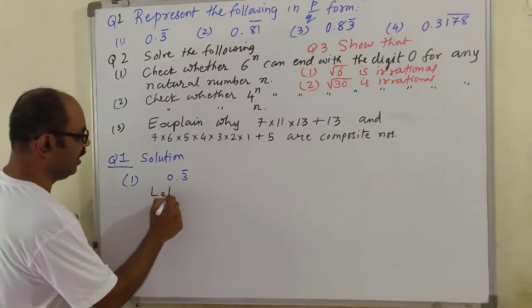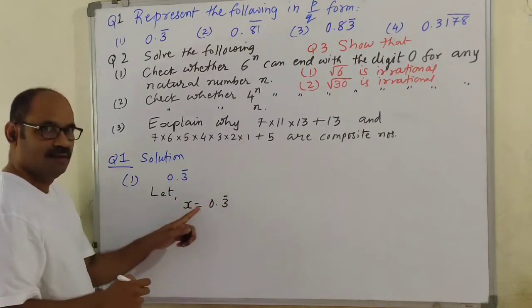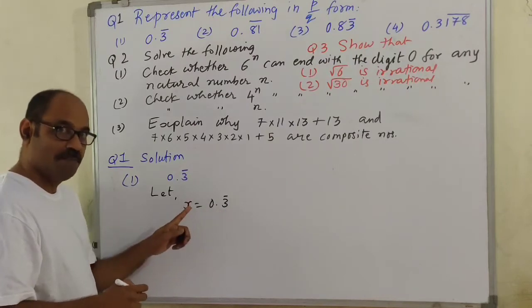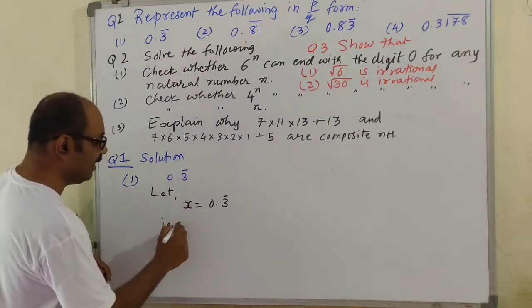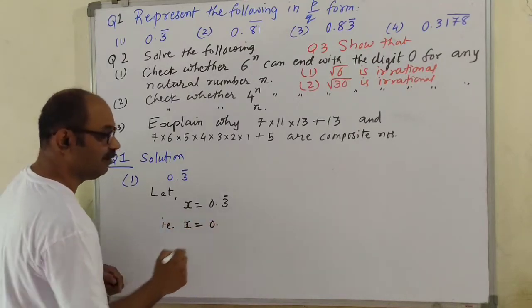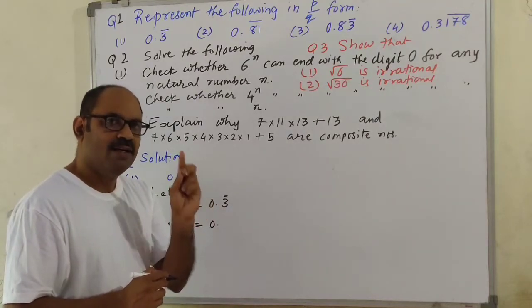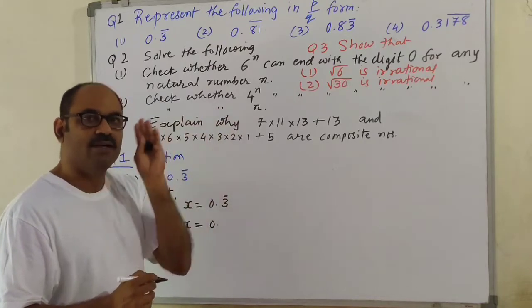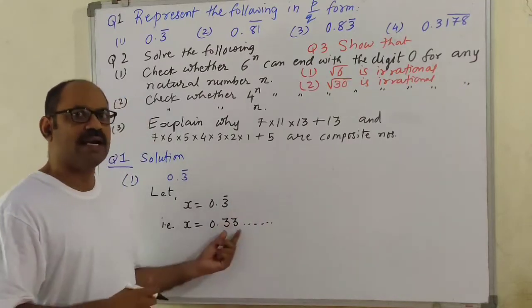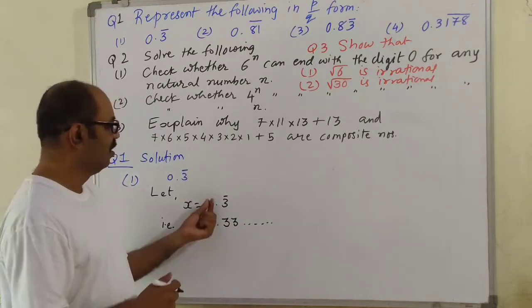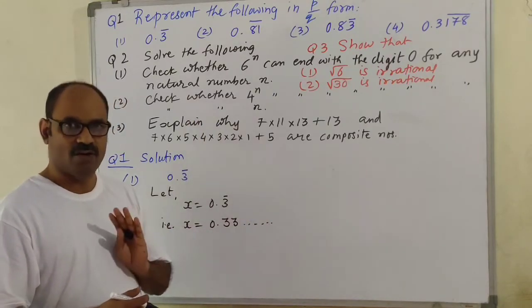And we are going to say let x is equal to 0.3 bar, which we have to represent in P upon Q form. I'm going to call it x. That is, x is equal to 0. Now how many times should I write 3? Only one digit is repeating, so we write 3 and 3, 2 times, dot dot dot. You can write as many number of times you want. If one digit is recurring, write double time, that is 3 and 3, not more.